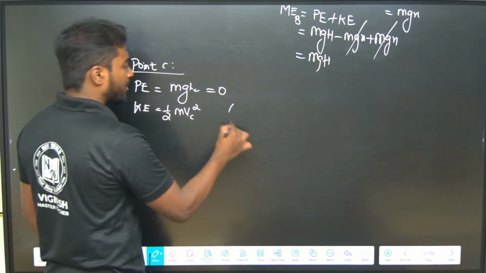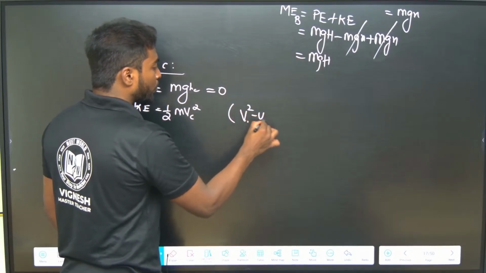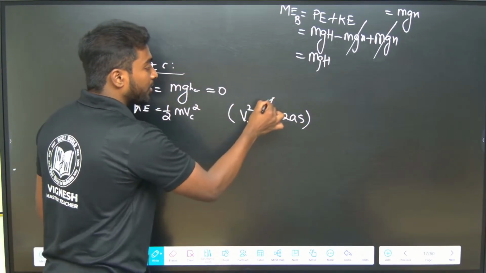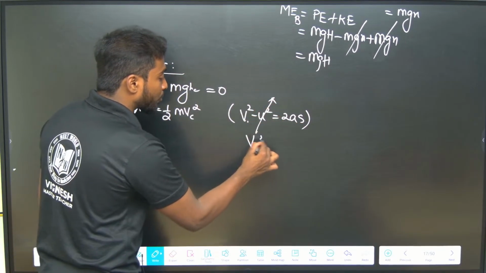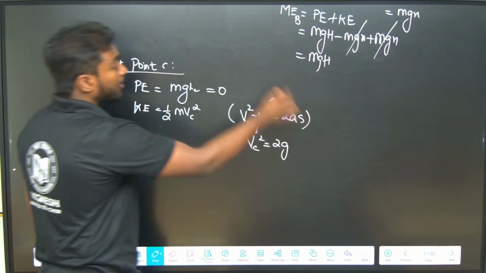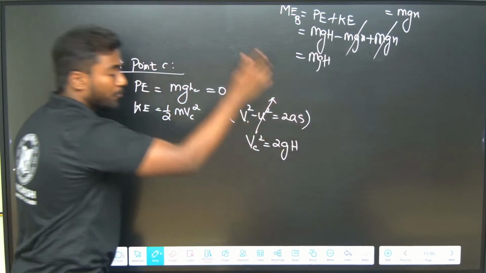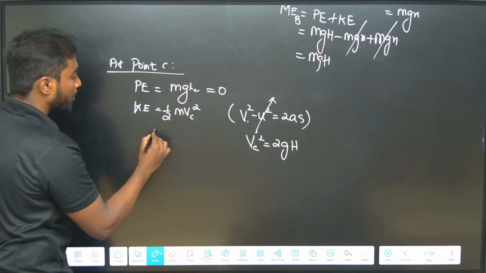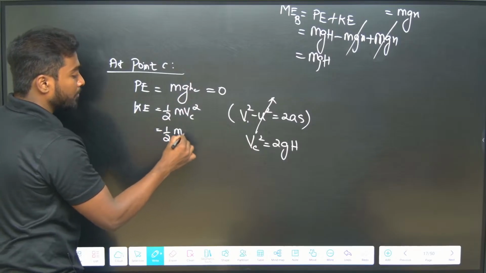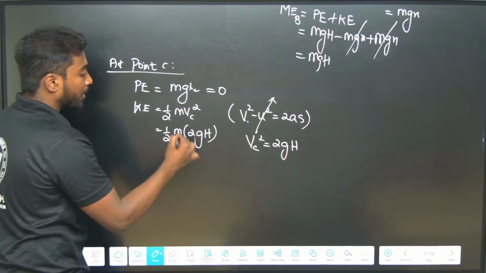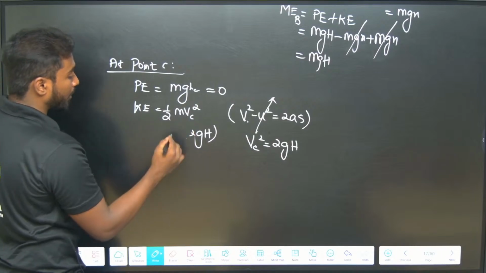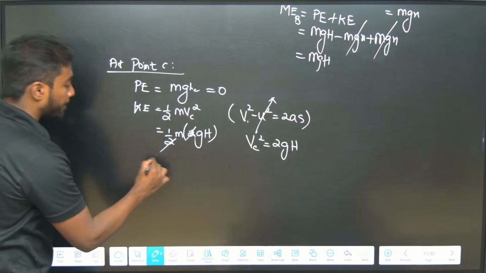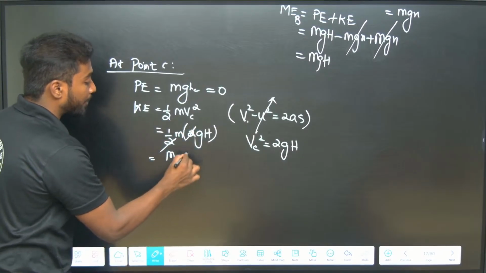So, similar, guys, v square minus u square is equal to 2a, yes, okay. In this, initial velocity is 0, final velocity vC square is equal to 2g, the total displacement is h. From top to bottom, how much distance has it travelled? Height h, no? So, substitute the value here. So, half m 2gh, where m is not cancelled. 2 and 2 get cancelled, okay? So, mgh will be remaining.